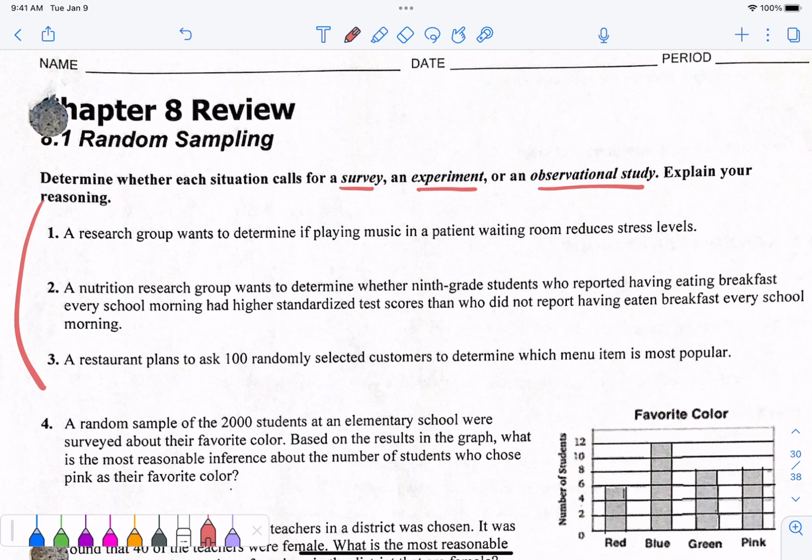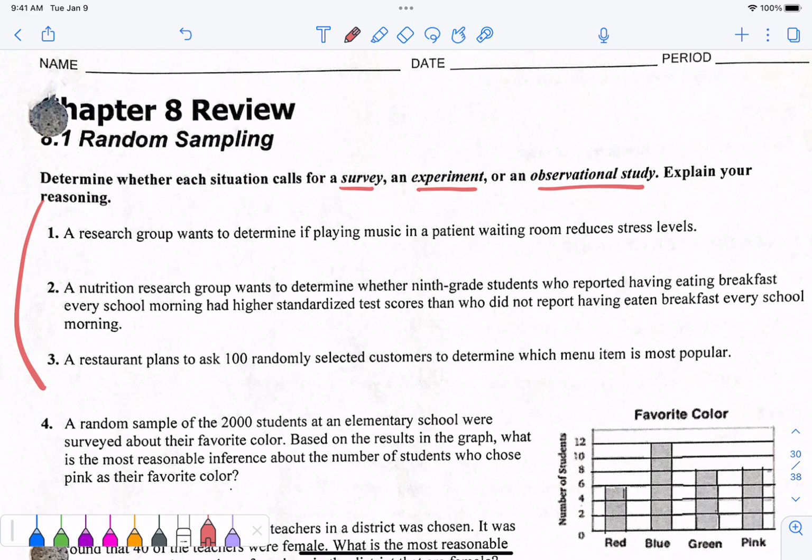They're kind of hard. Some of them, it could go one way or the other. Research group. So, survey, experiment, observational study. Do 1, 2, 3. Go. Put what you think.